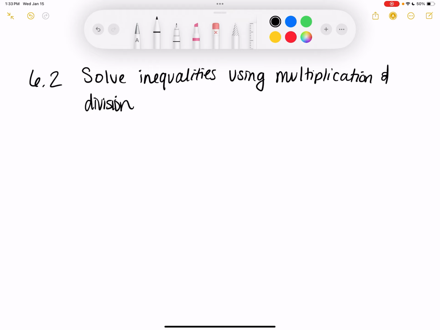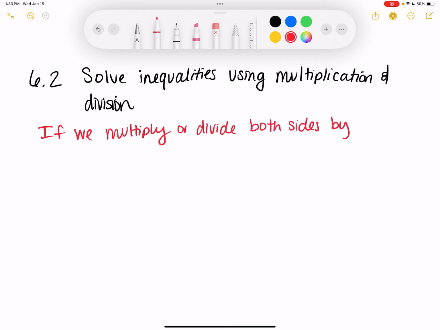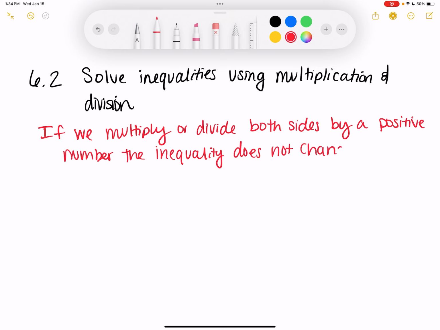So with these, if we multiply or divide both sides by a positive number, the inequality does not change. So it stays facing the same way that it was facing before.